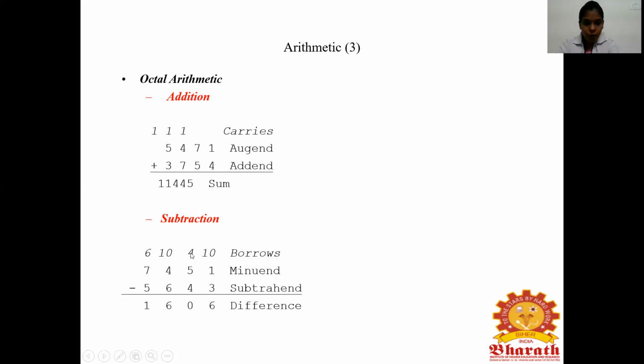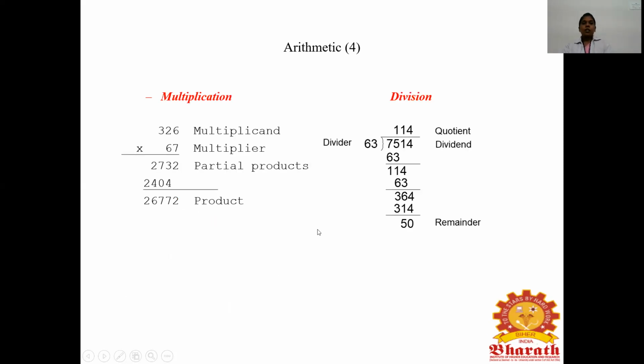So 4 minus 4 is 0. And then here 4 is less than 6, so we can't subtract. So we are going to borrow from here. So 7 becomes 6, and then it gives here 8. So 8 plus 4 is 12. So 12 minus 6 is 6. And then 6 minus 5 is 1. So 1606 is the difference that we got.